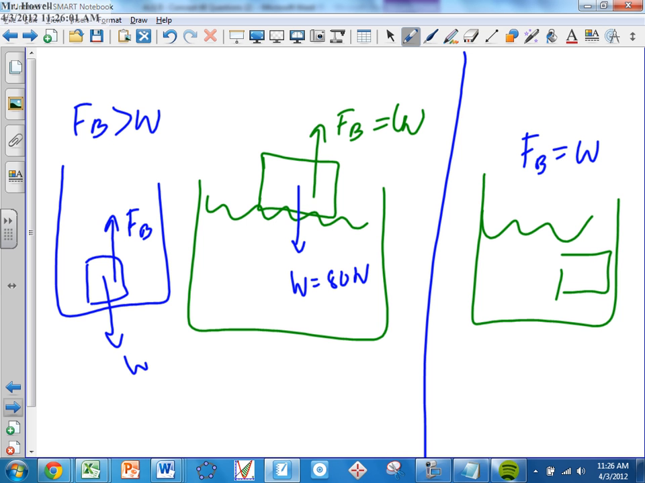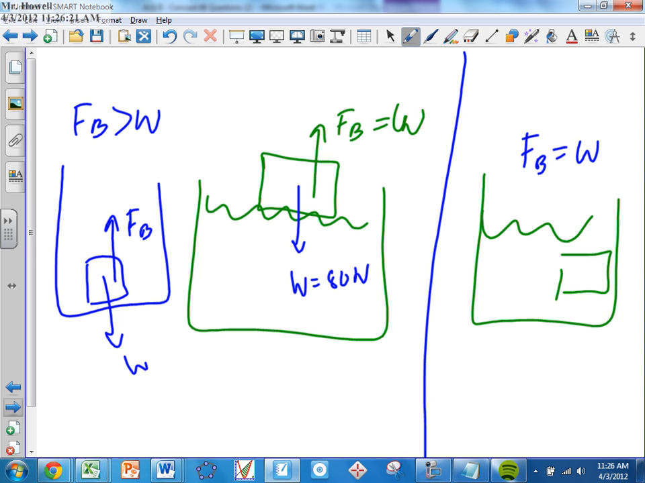Again, the weight acts down with some value, 60. Or in this case, we said 80, but let's say 60 here. For this to cause it to move up, the buoyant force has to supersede it, or overcome the value of the weight. So it might be something like 62 or 63. But then once it gets to the top, it's going to just float, right?